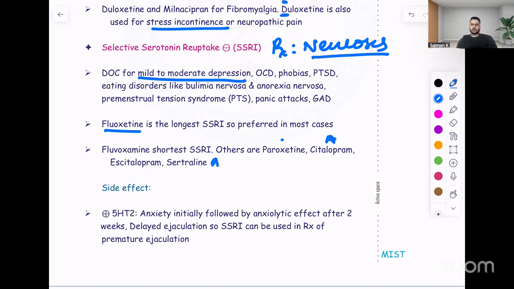The commonest side effect of SSRIs is nothing but vomiting. They cause vomiting as the side effect. Done.